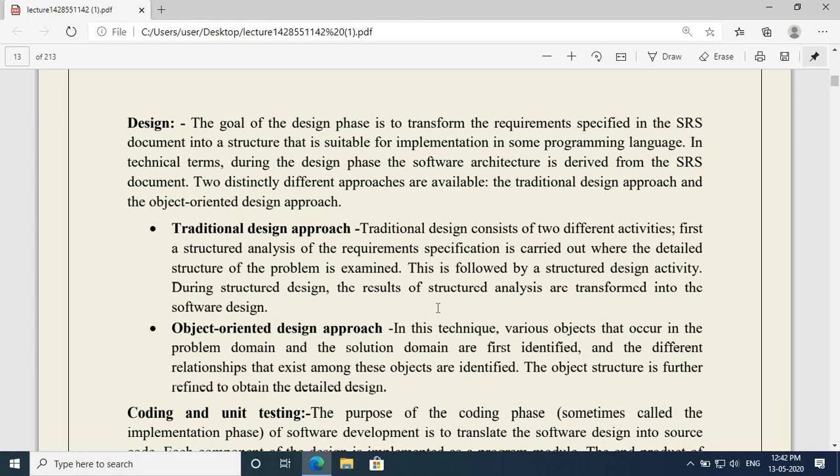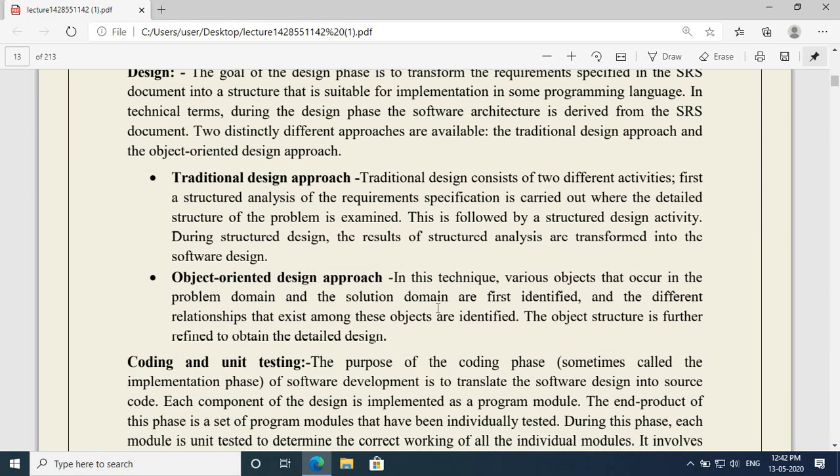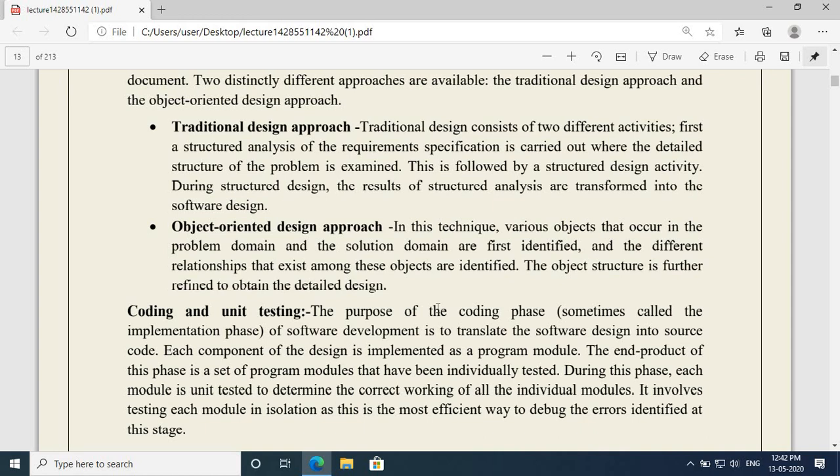Two distinctly different approaches have been developed, known as the traditional design approach and the object oriented design approach. Traditional design approach means structured design approach, with programming languages like Fortran, COBOL, or C. Object oriented design means it consists of objects, classes, abstraction and polymorphism, these types of features, like you use in C++ and Java programming language.